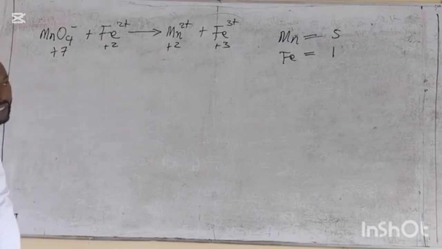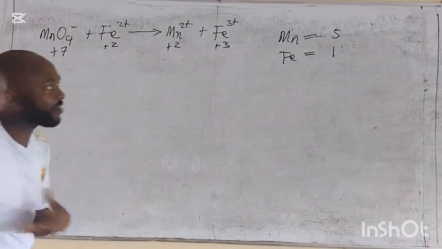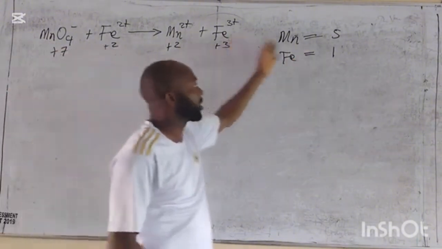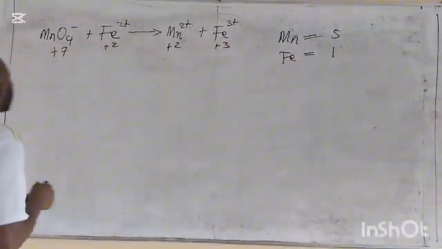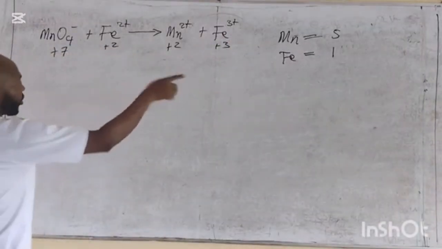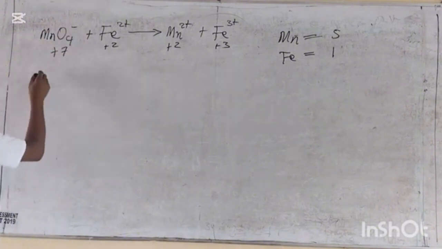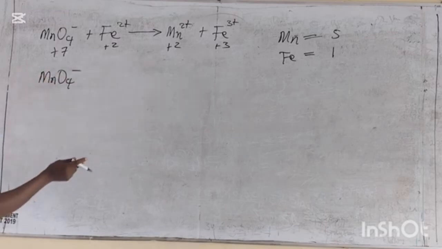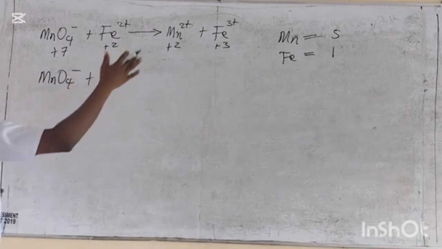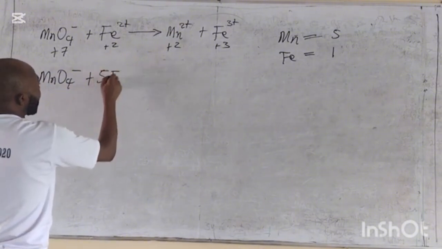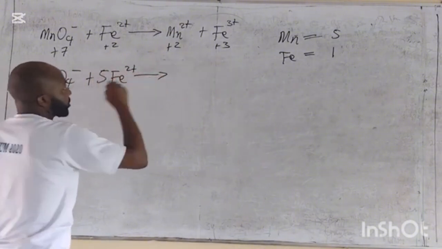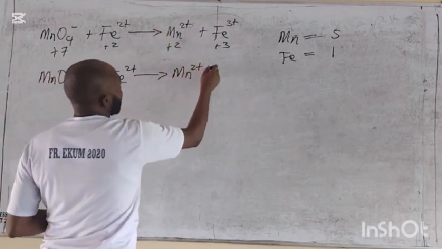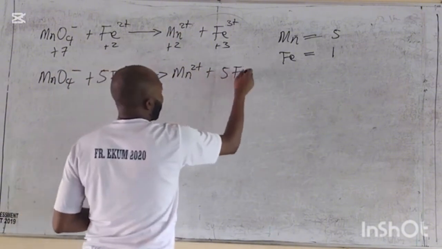The next step is you cross multiply. Manganese has 5. So now wherever you see iron, you put 5 before it. Whenever you see manganese, you put 1 before it. So now manganese is 1, iron is 5. So I'll have 1 in front of MnO4 minus here, plus iron. We'll now take that of manganese, which is 5. So I have 5 Fe2+. This gives us manganese 1 now, so we have our Mn2+ plus 5 Fe3+.